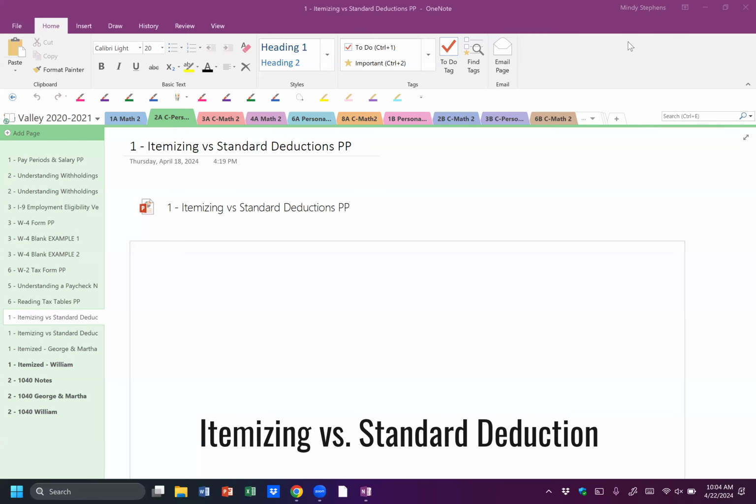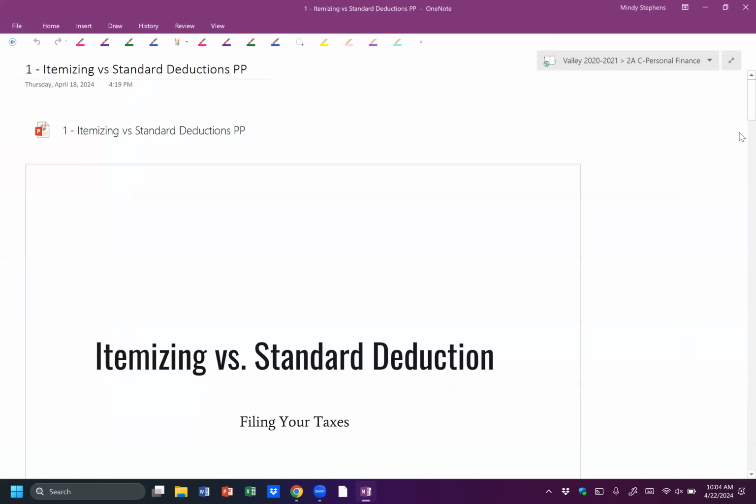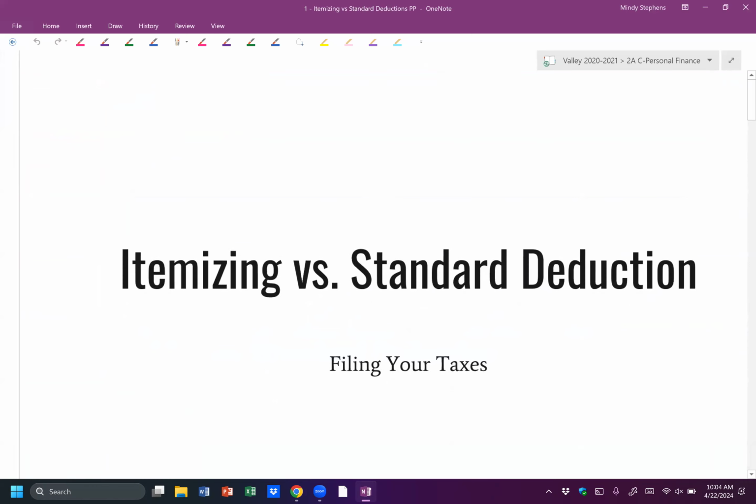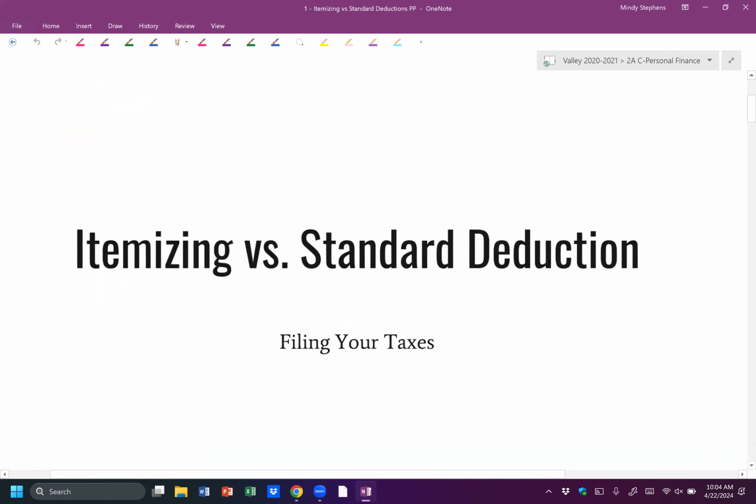So we're talking today, we're starting to actually fill out taxes. If you were filling out your own taxes and doing it all by hand, without somebody helping you or a computer doing it, this is how you would fill your taxes out. So please keep phones put away. I don't want you on your phones at all to get distracted, okay?